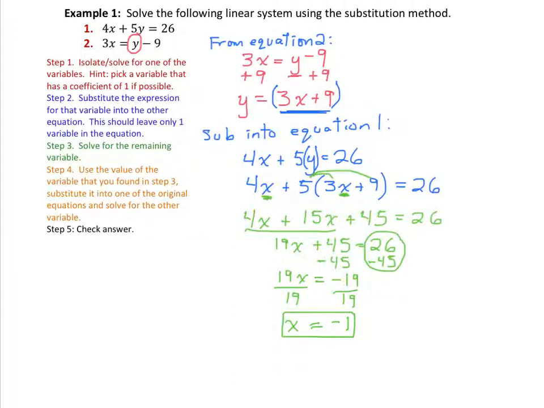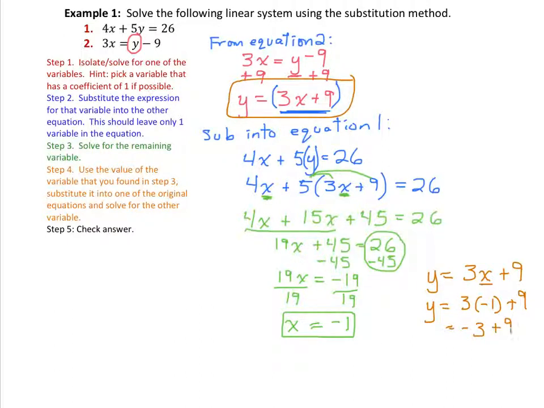In order to find y, we go back to one of our original equations, and we're going to use this one where we isolated y from the second equation, and we're going to use it to solve for y. If y is equal to 3x plus 9, and we know that x is equal to negative 1, then y is equal to 3 times negative 1 plus 9, which is negative 3 plus 9, and that is equal to 6. So our solution then is the point negative 1 comma positive 6.